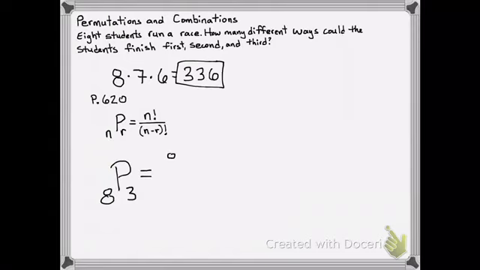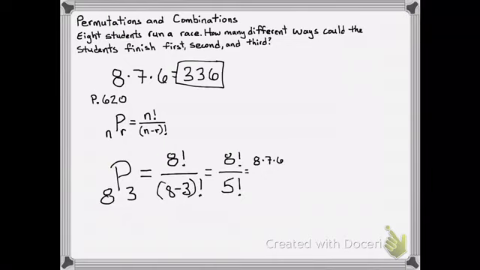And so if we plug that into our formula, we have 8 factorial divided by the quantity 8 minus 3 factorial. And so if we clean that up a little bit, we have still 8 factorial in the numerator, and in the denominator, 8 minus 3 is 5, and so in the denominator we have 5 factorial. So if you remember what factorials mean, they just mean you start with that number and multiply every integer below it down to 1. And so in the numerator, this means 8 times 7 times 6 times 5 times 4 times 3 times 2 times 1.